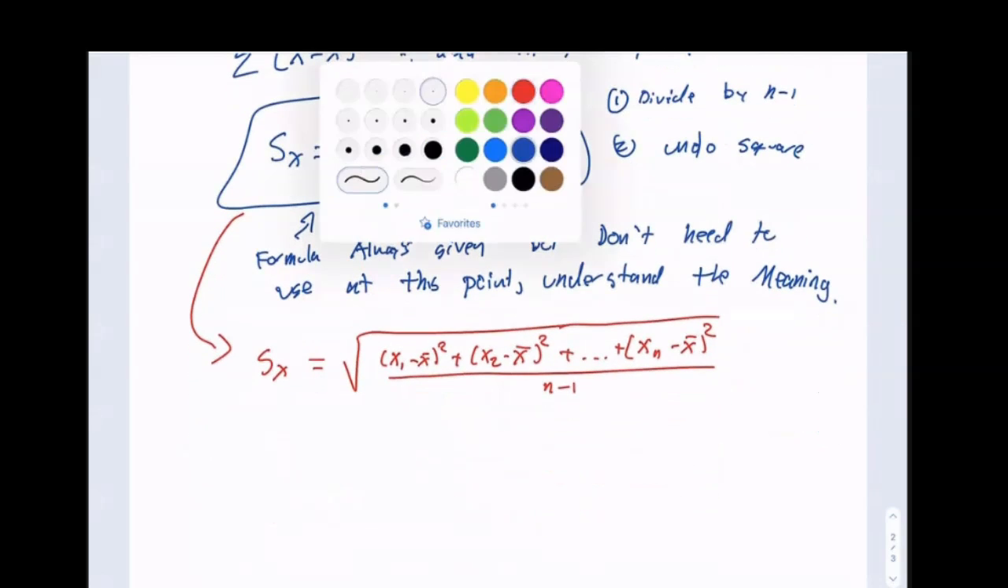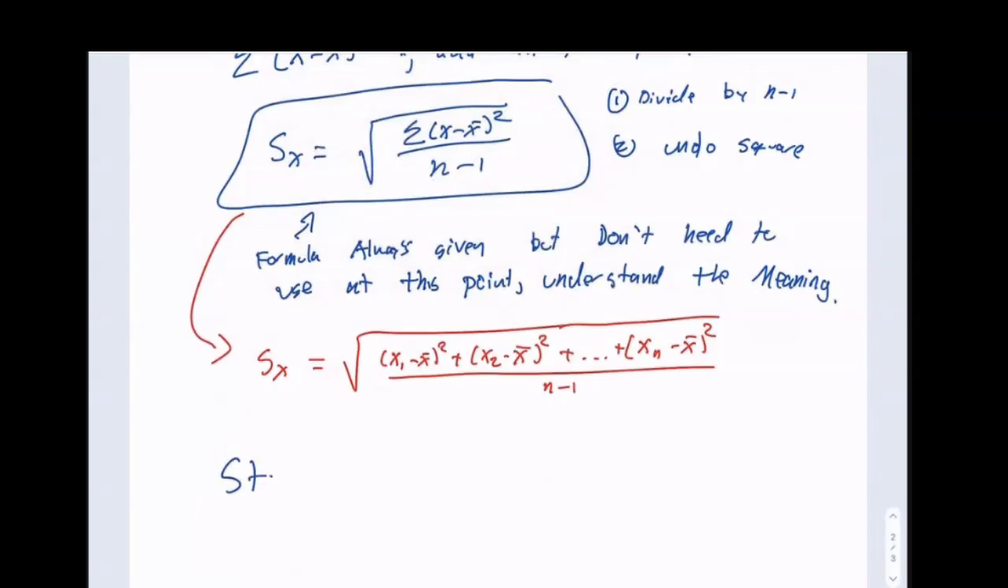What you also need to know is that standard deviation, because outliers are problematic, is non-resistant. Outliers will change your standard deviation. An outlier will change the standard deviation.